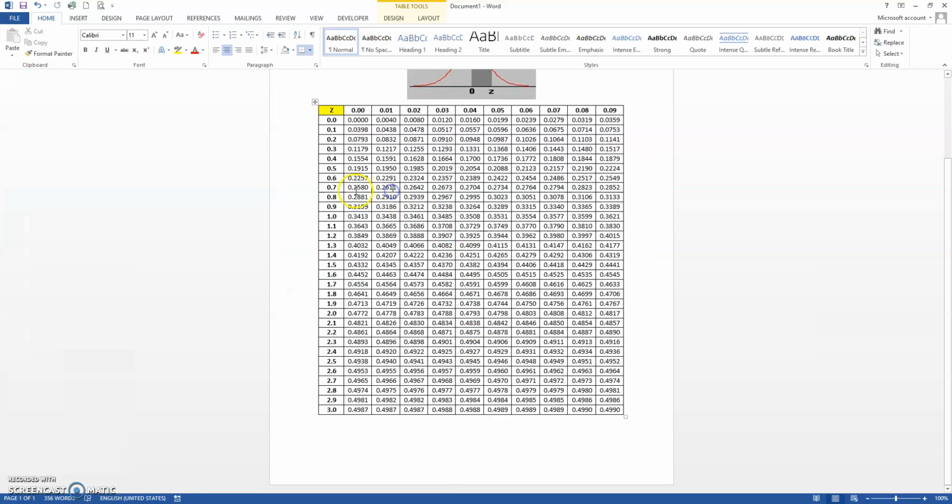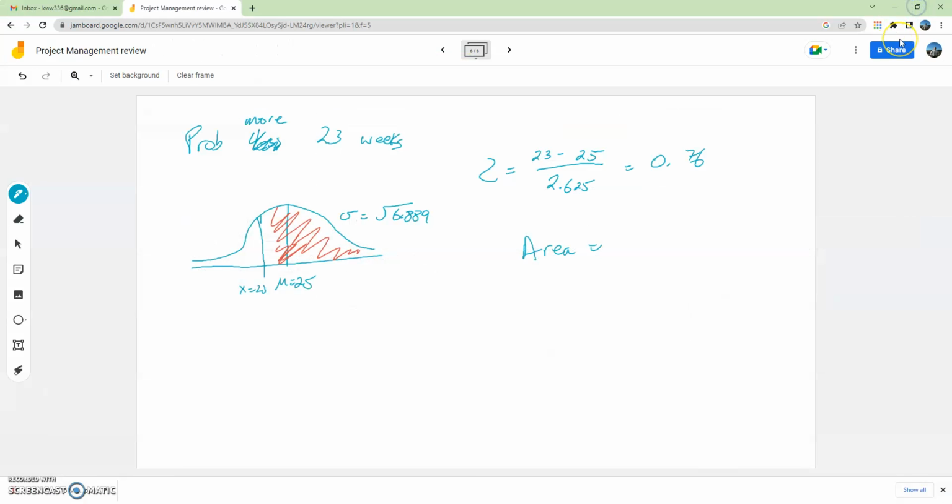The normal distribution chart gives us a value of .2764. So we can write this down here, .2764. This number here is from the middle outward, so it's this section in here. This part over here is 0.5, so the answer is going to be .2764 plus 0.5, .7764. So a 77% chance of finishing in more than 23 weeks.